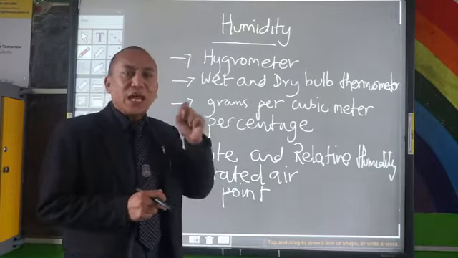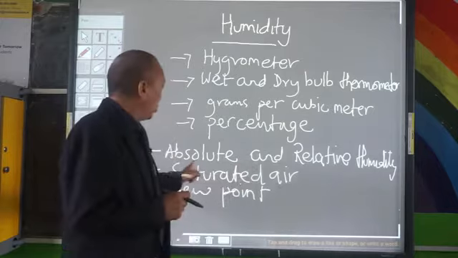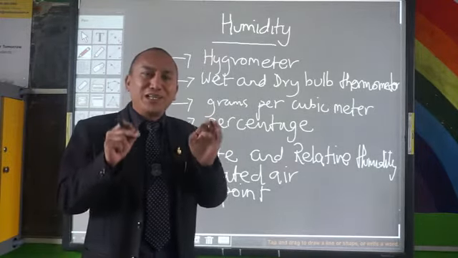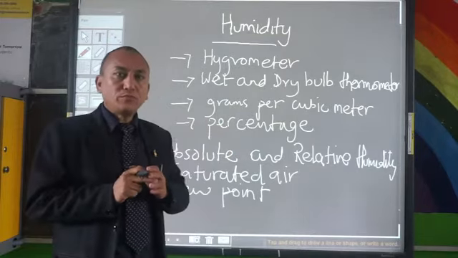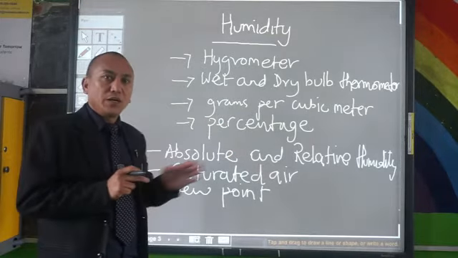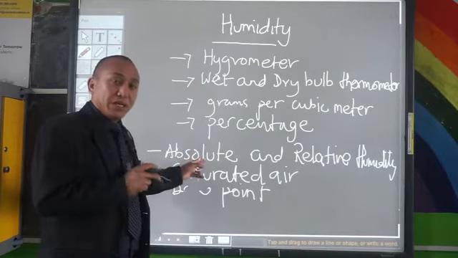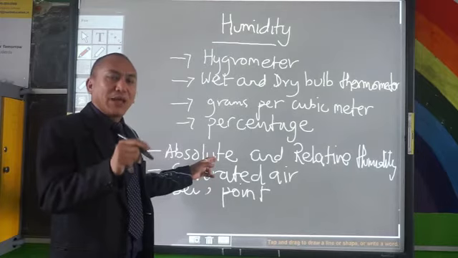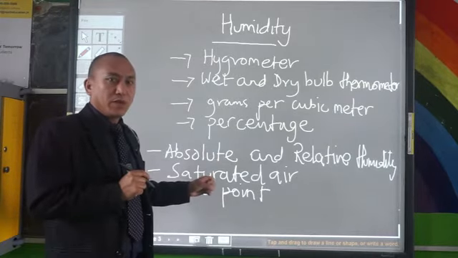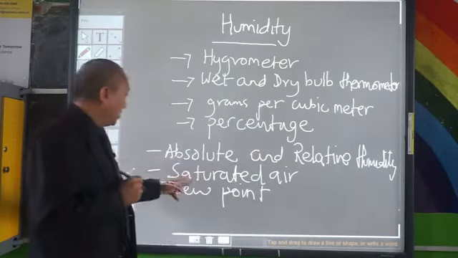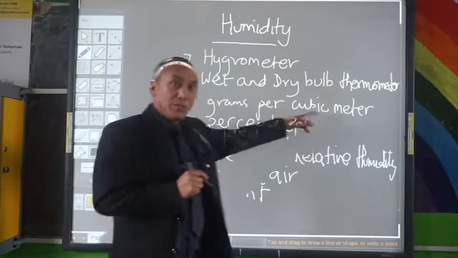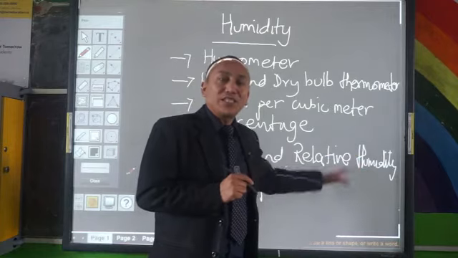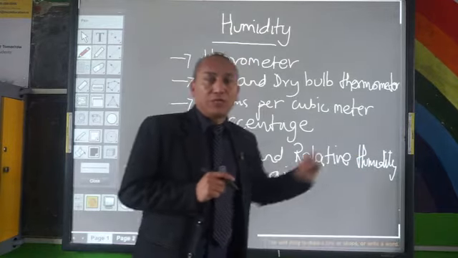So what is absolute humidity? Absolute humidity is the amount of water vapor present in the air at a particular time and place. It is measured, as I told you, with the scale of grams per cubic meter. But what is relative humidity?